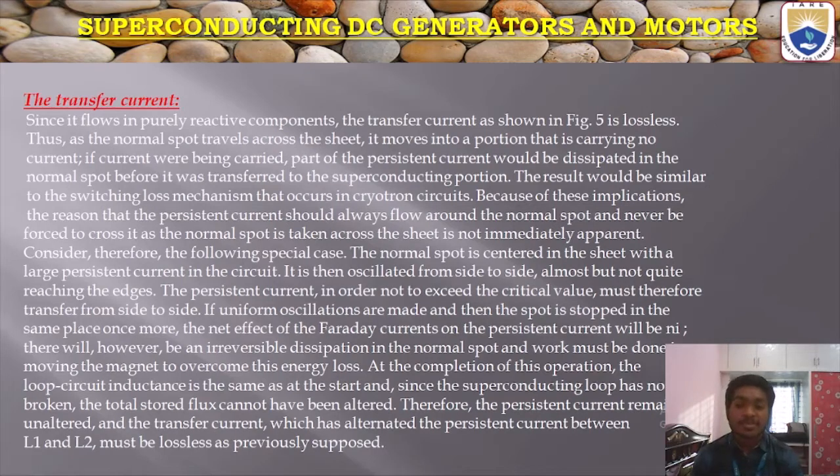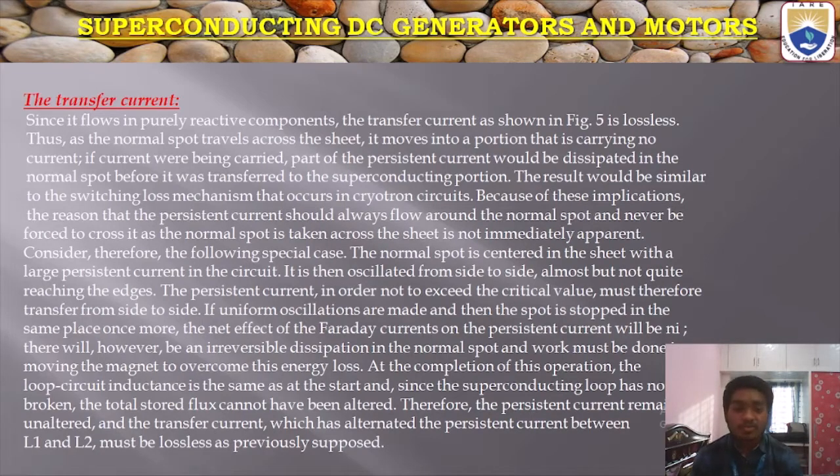If uniform oscillations are made and then the spot is stopped in the same place once more, the net effect of Faraday currents on the persistent current will be nil. There will be, however, an irreversible dissipation in the normal spot, and work must be done in moving the magnet to overcome this energy loss.